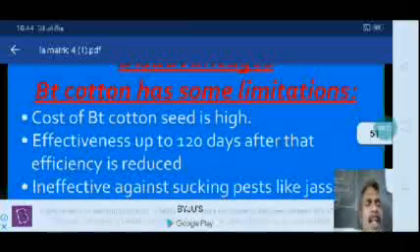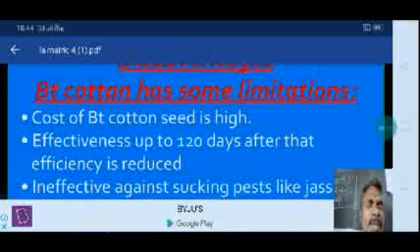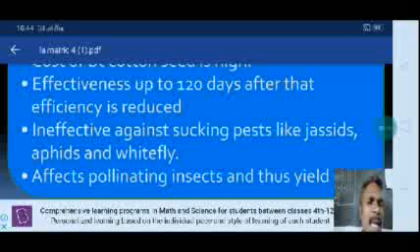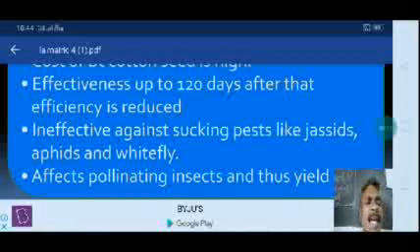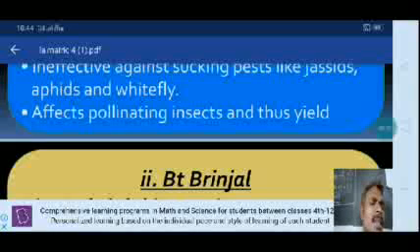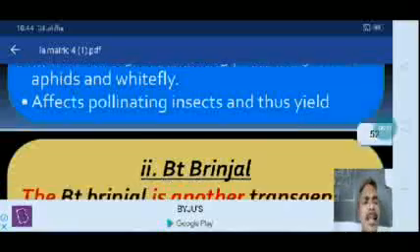Then what are the disadvantages of Bt cotton? It has some limitations. The cost of Bt cotton seed is very high. Effectiveness lasts up to 120 days, after that efficiency is reduced. It is ineffective against sucking pests like jassids, aphids and whitefly. It also affects pollinating insects and thus yield.